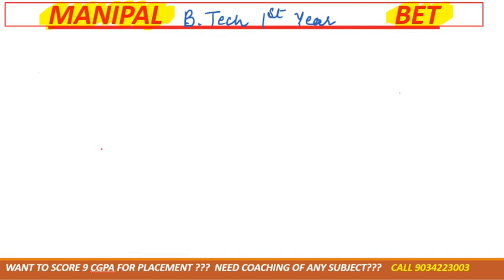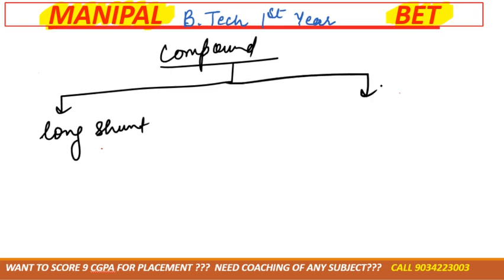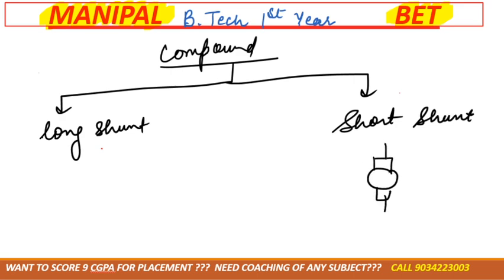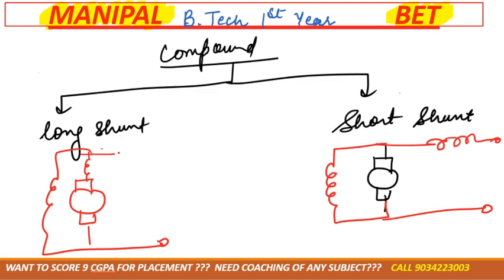Next is compound. Compound is divided into two categories. One is long shunt, another one is short shunt. Short shunt has the armature, then the winding, and then the whole winding. Just check your handbook. Yes, ma'am, I'll check it. These types of motors also have handbook diagrams.